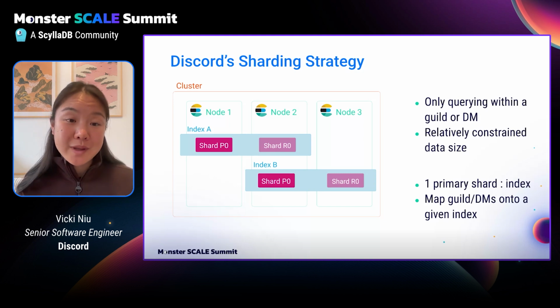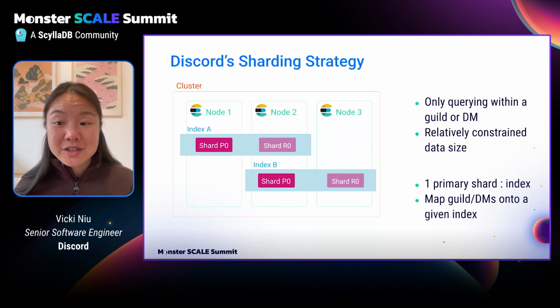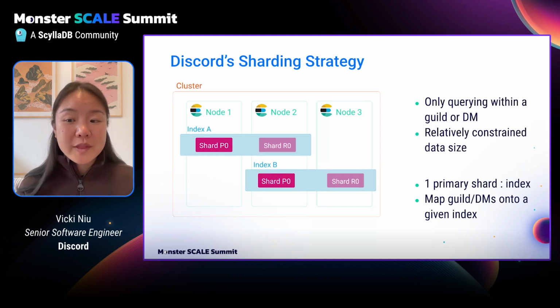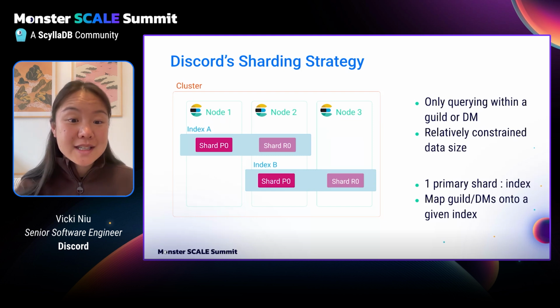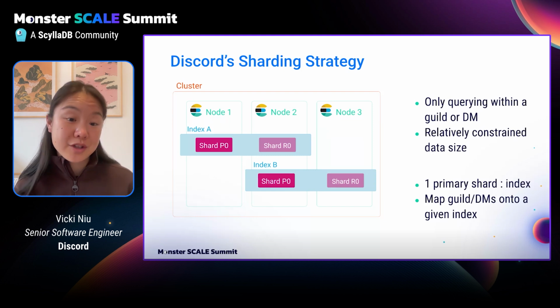We only query within a given guild or DM, so there's a pretty constrained size to the data that we'll search for a given query. So while our total set of messages can grow very large, each guild or DM is small enough that we can expect it to be housed within a single shard, and because of that, a single node. So we choose instead to constrain all of our indices to contain just one primary shard. That way we can treat an index as really just an abstraction over the shard and its replica.